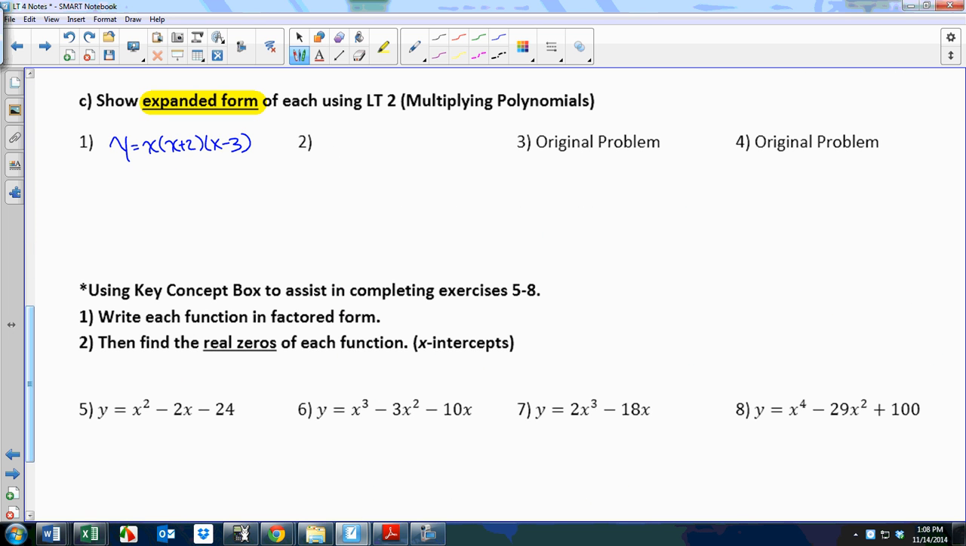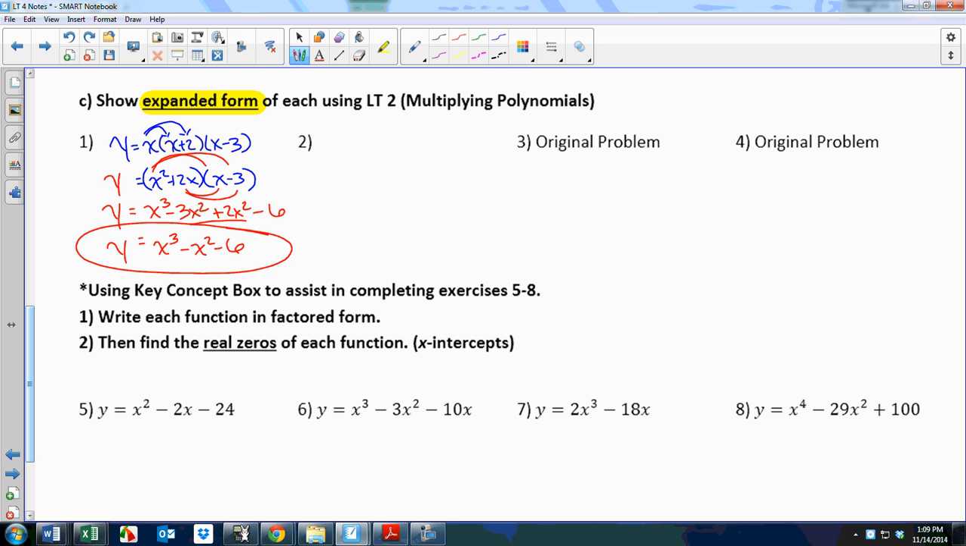You would do learning target 2. Distribute and distribute some more. X times x plus 2, x squared plus 2x. And that binomial would be distributed to x minus 3. Again, you probably think of FOIL in that situation. X cubed minus 3x squared plus 2x squared minus 6x. And you combine your like terms in the middle to get x cubed minus x squared minus 6x. That's the expanded form of number 1.